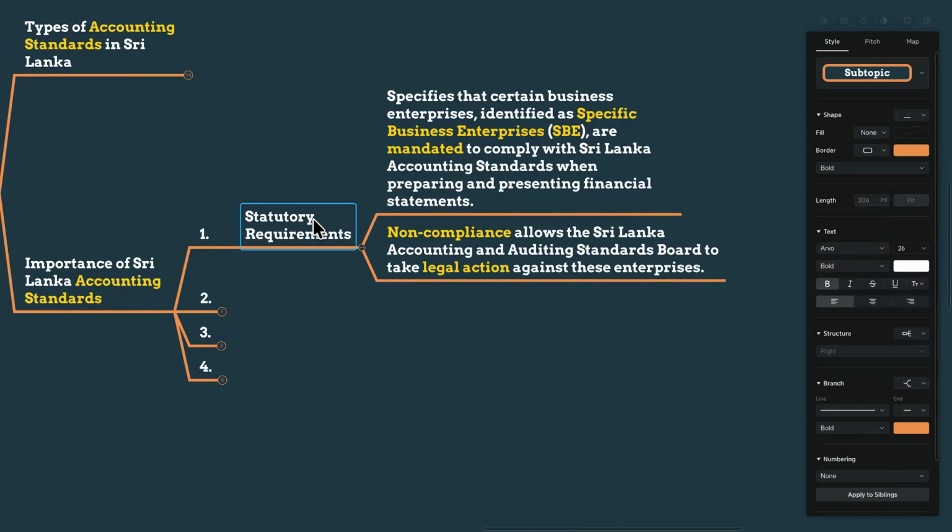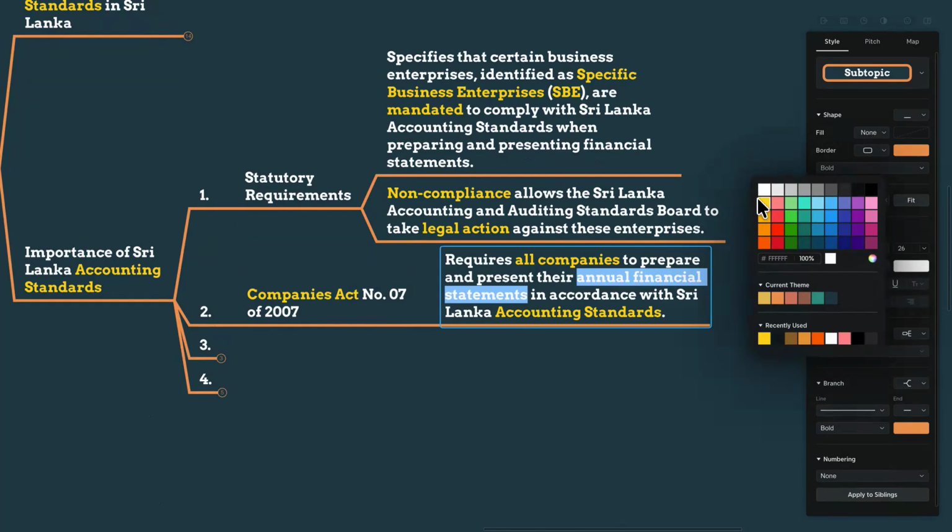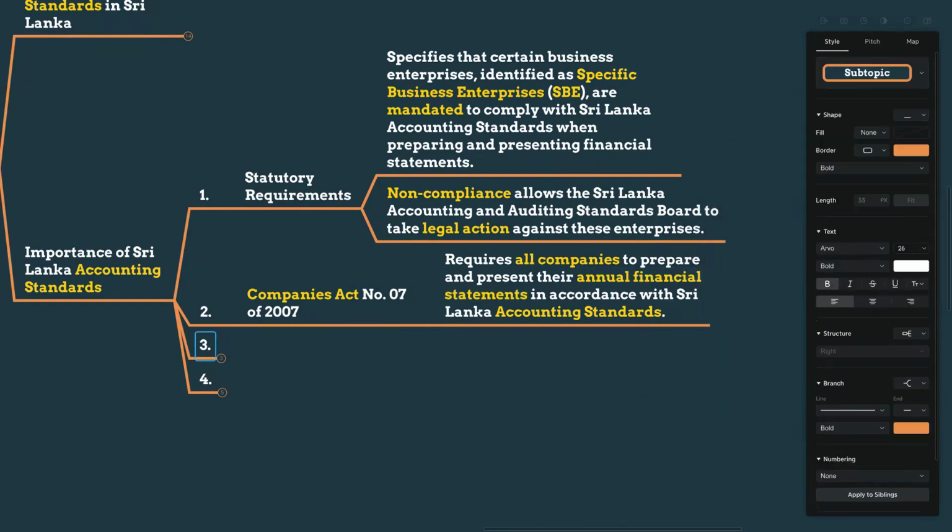Right? And let's talk about the Companies Act number 7 of 2007. Why is it important here? Because the Companies Act number 7 of 2007 requires all companies, whether it is a private company or public company, whether listed or unlisted, to prepare and present their annual financial statements. Right? Every year, please prepare them in accordance with the Sri Lanka accounting standards. That's why the demand for accountants is so high.